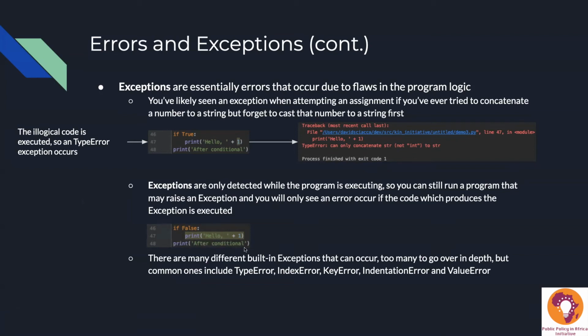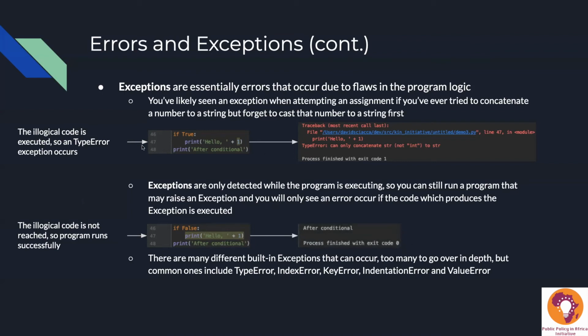And PyCharm kind of knows this and has highlighted it in yellow saying, hey, this line of code is pointless. It's inside of an if false, so that'll never execute. PyCharm also recognized up here that I was doing something wrong, and that's why the 1 is highlighted. So PyCharm is really helpful in this respect for calling out when something might be wrong. But in this particular case, I have if false, so line 47 will never execute. Because line 47 will never execute, the illogical code is not reached, so the program runs successfully. So now when I execute that, I just see the print after conditional here, and I get a process finished with exit code 0, meaning that everything worked correctly.